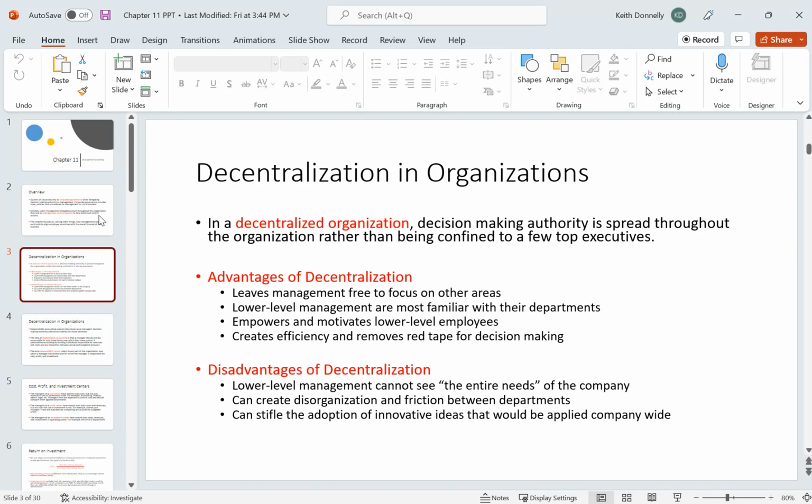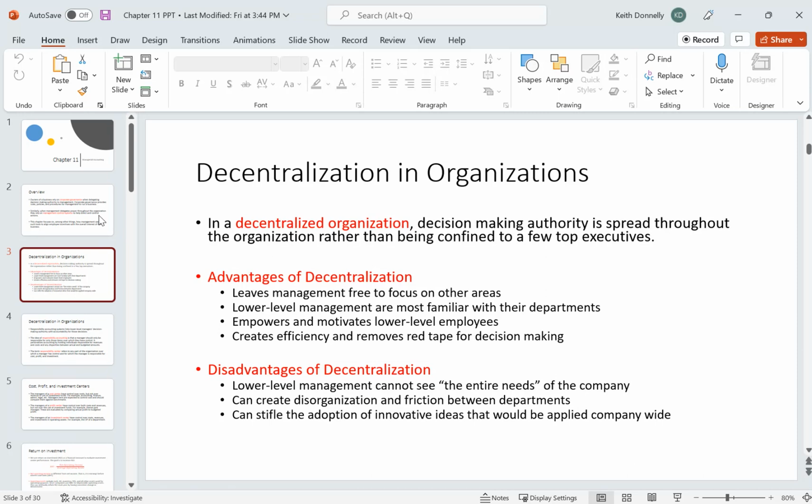This can also create a bit of disorganization and friction between departments. If everybody thinks they know what's best and they get a voice at the table, it may not necessarily be the smoothest transaction. It could create jealousy, envy, anger, hard feelings. Sometimes it's easier to just have a decision made from the top and live with it versus fighting it every which way.